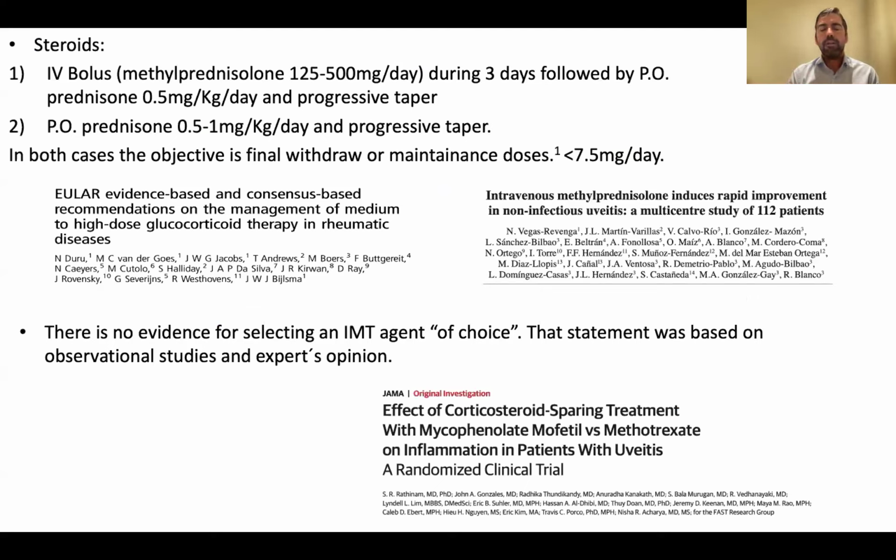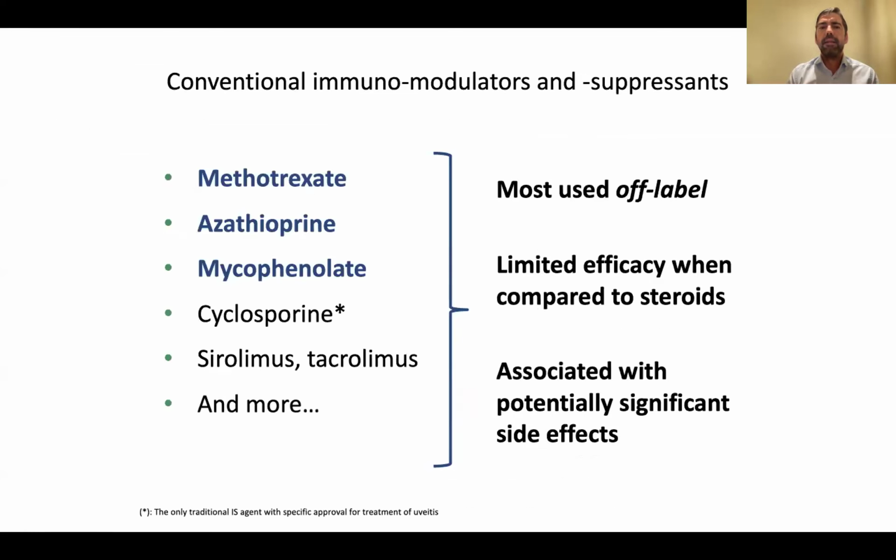So about the steroids, for example, in this slide regarding pars planitis, how to use steroids. You can use either in bolus or in oral administration, and of course everything supported by available literature, and also some explanations regarding a potential IMT agent of choice that we don't have now, but some discussion about how to proceed with these difficult patients. So these kinds of documents can help us with decision making in these difficult patients.